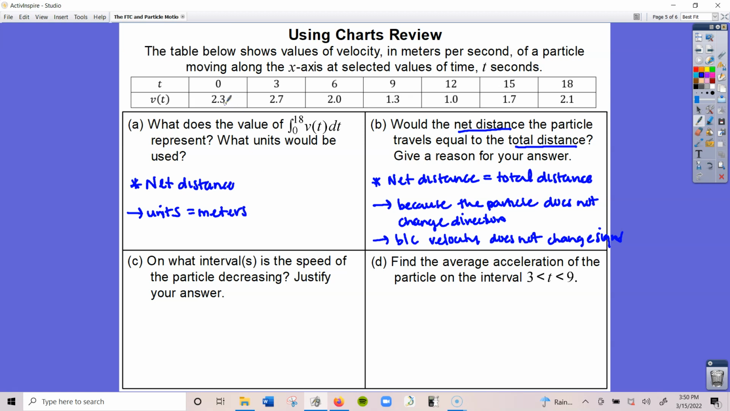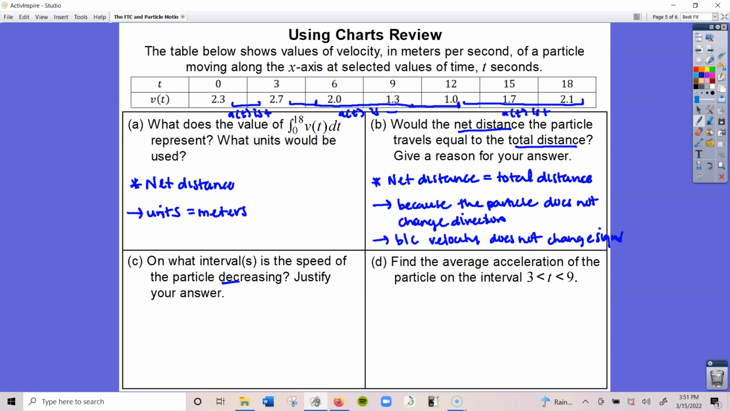So from 2.3 to 2.7, we see here that this is increasing, meaning that acceleration is positive. From 2.7 to 2.0, it's decreasing, and then continues to decrease, decreasing, decreasing, but then here it's increasing. So on this entire time, a of t is negative. And then from here onward, it's increasing because it goes from 1 to 1.7 to 2.1. So a of t is positive.